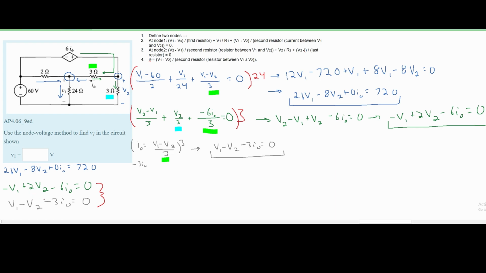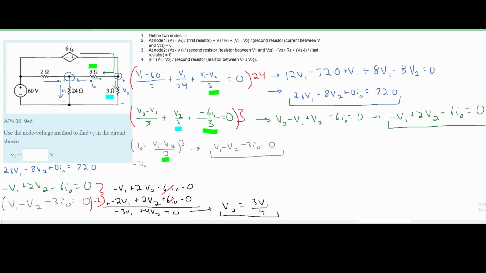So to cancel out the I naught on the bottom, I'm going to multiply the bottom part by -2 and then add them together. If I do that, we're going to get this, so we can cancel out the I naughts, and then we are just going to be left with a -3 V1 plus 4 V2, and that is equal to 0. We can set this equal, and we'll set V2 equal to our equation. That way we can plug this in and solve for V1. So we will have V2 is equal to 3 V1 over 4. And this is our last equation.